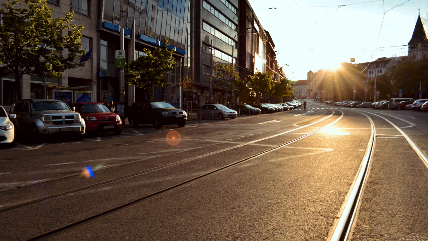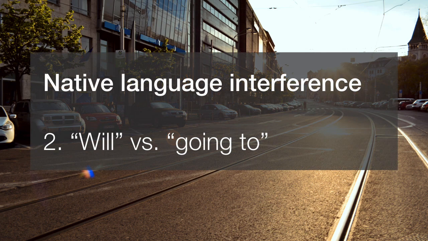The second case, where we could definitely illustrate the native language interference, is using will versus going to. By the logic, we always know that will is responsible for promises and spontaneous decisions, going to is responsible for the plans, and these language structures do not really interact, or they're not substitutable because they mean different things.